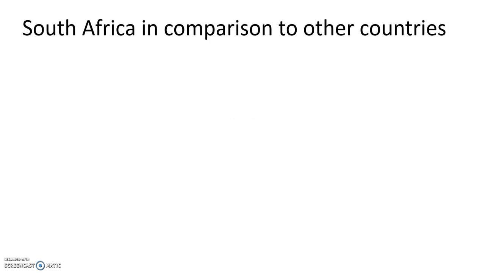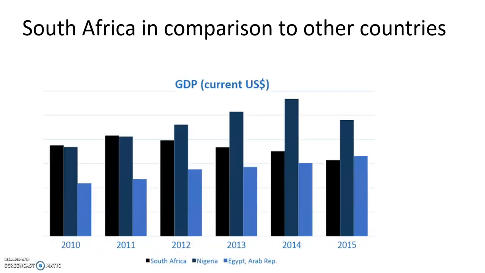South Africa in comparison to other countries. When looking at the figure and comparing South Africa to Nigeria and Egypt, we see that over the years, South Africa's GDP declined. However, we see the opposite in Nigeria, which shows increases in GDP over the period.